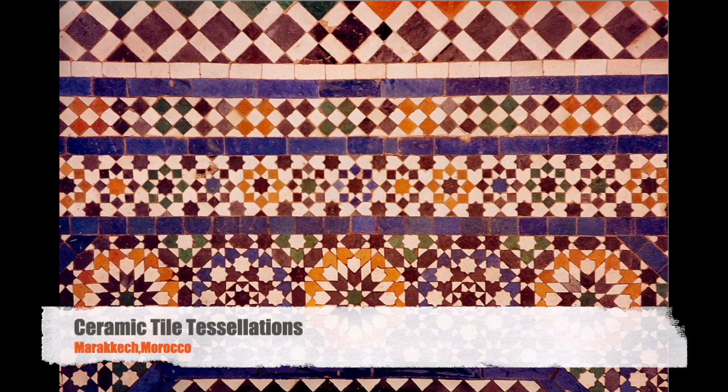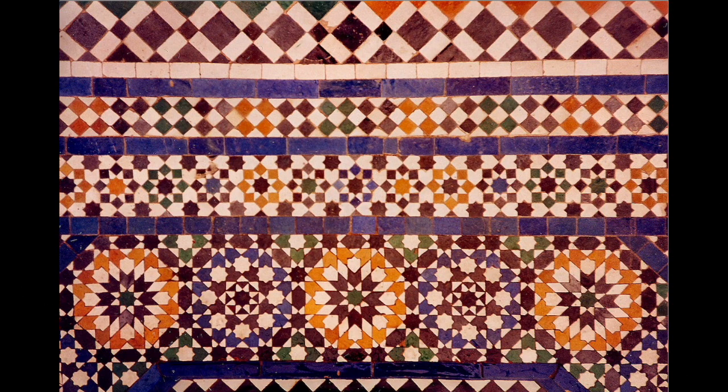This is a set of ceramic tile tessellations from Marrakech, Morocco. We see the regular ones using a square and the other non-regular ones using other shapes. Let us now look at this Zellij. A Zellij is a style of mosaic tile work made from individually hand-chiseled tile pieces. This one is from the Courtyard of the Maidens in the Alcazar of Seville.